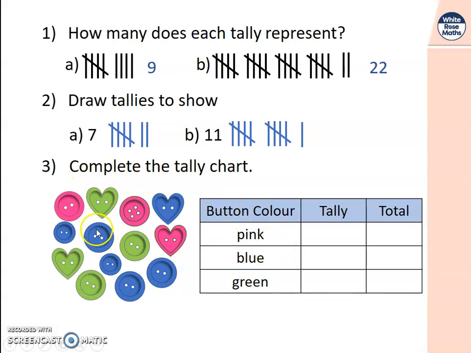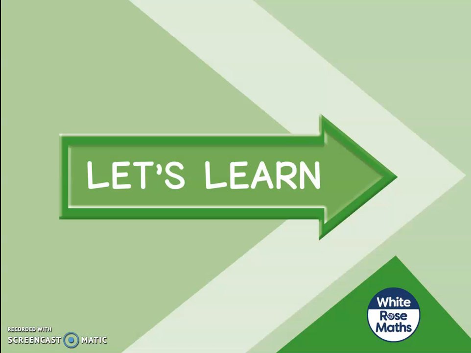So how many pink buttons do we have? 1, 2, 3. We have 3 in total. Let's look at the blue ones. 1, 2, 3, 4. And what do we do when we have 5? Cross through, well done. And the last one, 6. Finally, the green. 1, 2, 3, 4. There are 4 green buttons. Well done. Let's move on.